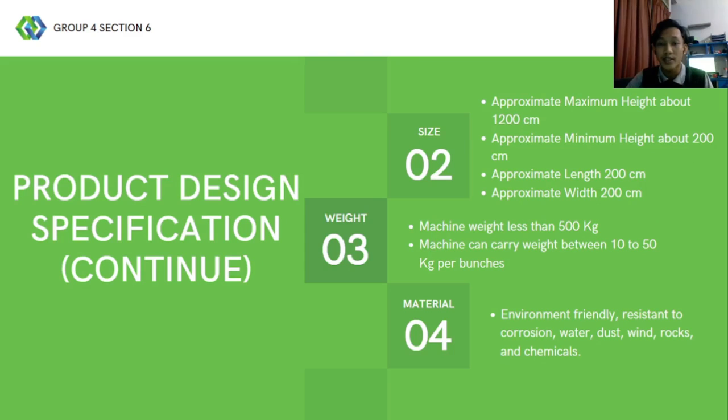Next, for the size, our product has dimensions of maximum height about 1200 centimeters and minimum height about 200 centimeters, and the length is 200 centimeters, the same as the width, 200 centimeters. And for the weight, the machine must weigh less than 500 kg. The machine can carry weight between 10 to 15 kg per bunch of fresh fruit bunches. Then for the material, it is environment friendly, resistant to corrosion, water, dust, wind, and rocks.